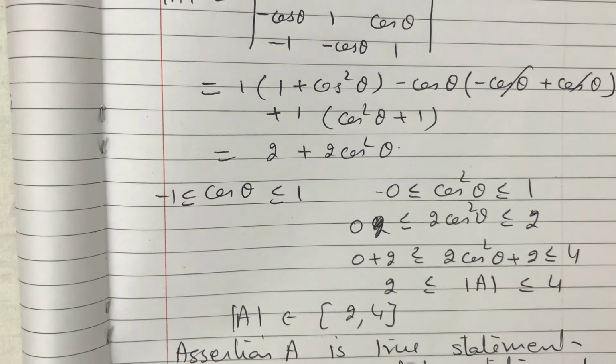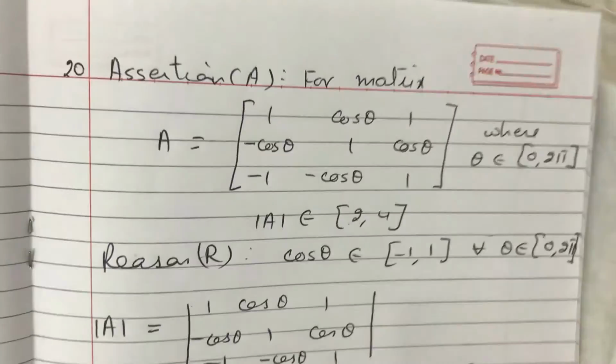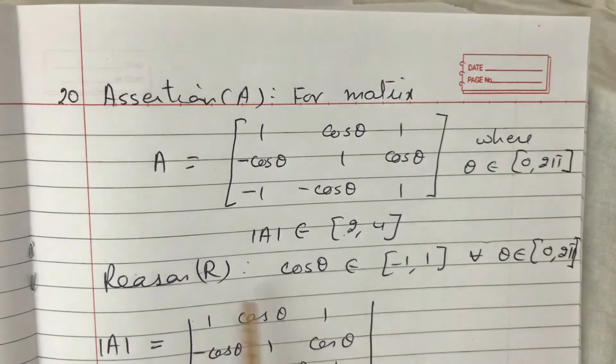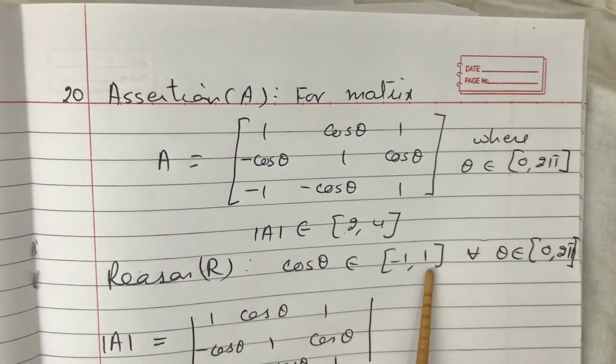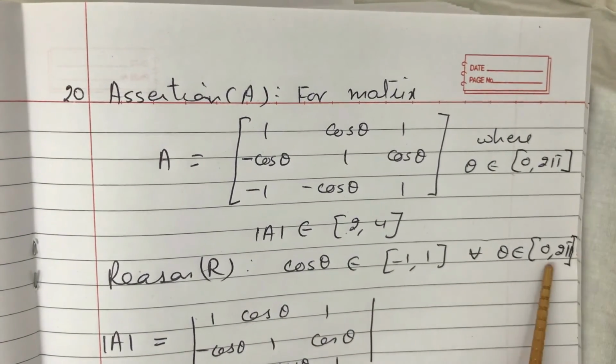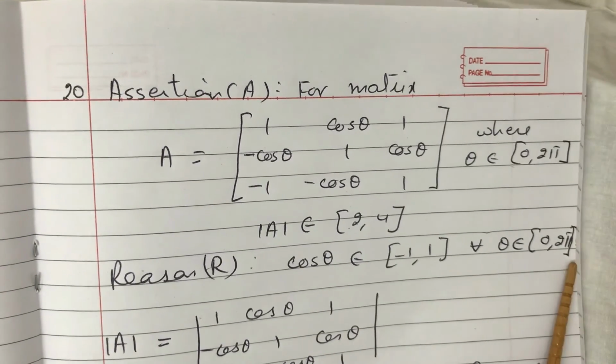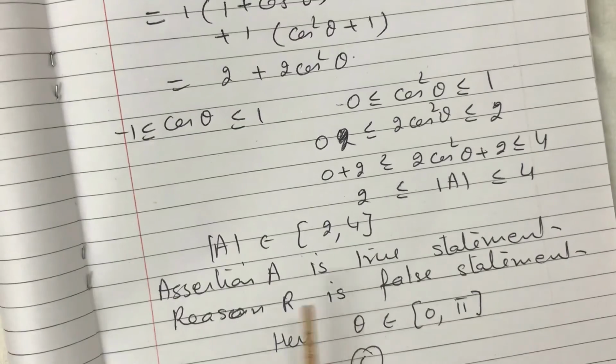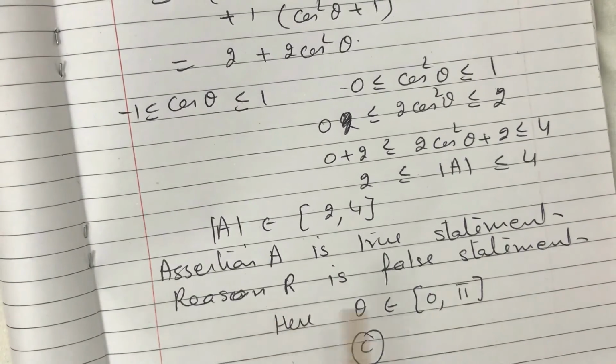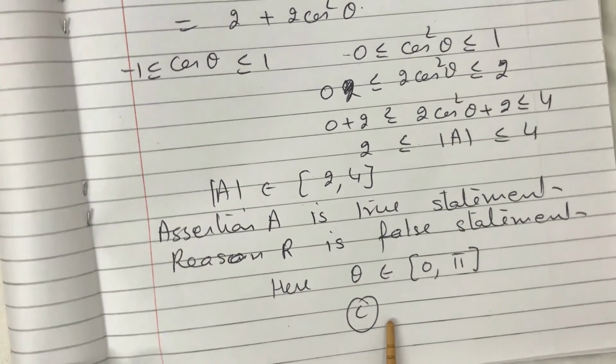It means assertion A is a true statement. Now come to reason R: cos theta belongs to minus 1 to 1 for every theta belongs to 0 to 2 pi. This is a false statement. For every theta belongs to 0 to pi, then it is true. So reason R is false. So here assertion A is a true statement and reason R is a false statement. So C is the option.